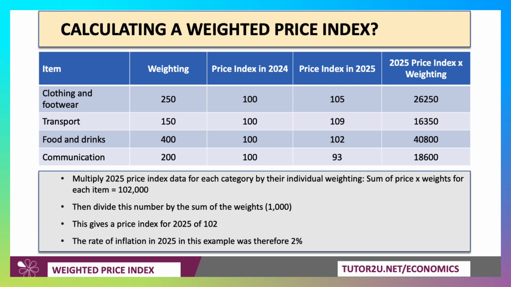Now, it was 9% for transport, but transport's not a very heavily weighted item in the index. It was minus 7% for communication, but what we're trying to do is capture the overall change in the cost of living. Prices on average, weighted by spending, increased by 2%.